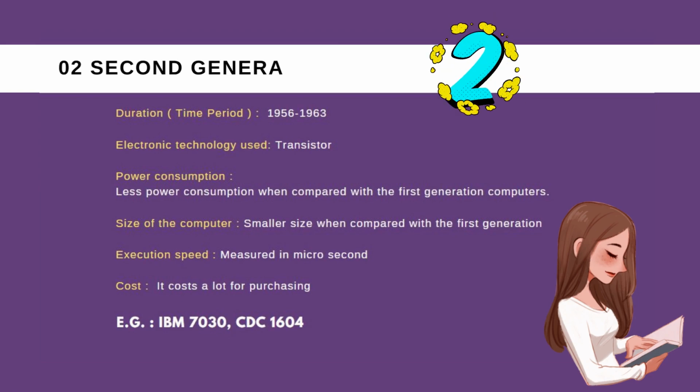Let's see second generation. Duration time period year 1956 to year 1963. Electronic technology used: transistor. Power consumption: less power consumption when compared with the first generation computers. Size of the computer: smaller size when compared with the first generation. Execution speed measured in microsecond. Cost: it costs a lot for purchasing. Example: IBM 7030 and CDC 1604.